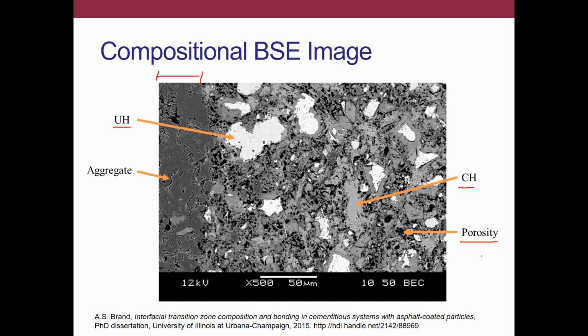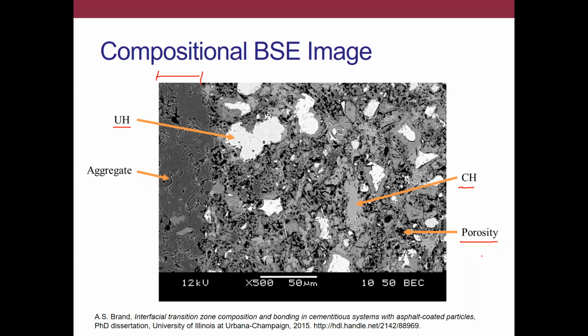So everything black, because the epoxy is carbon-based, low atomic number, those are all pores that appear black. And then everything with an in-between grayscale is hydration products. So CSH, AFt, AFm, it's not really viable to try and distinguish those. So this is now what we can identify.